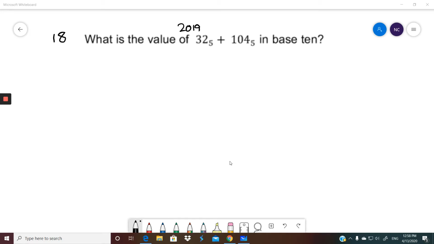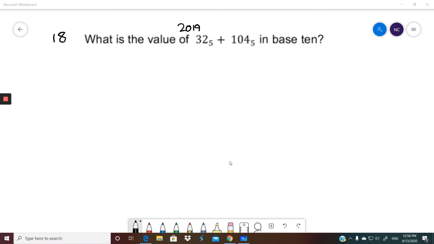Today we'll be going over number 18 problem of the 2019 Pi m squared. What is the value of 32 base 5 plus 104 base 5 in base 10? So for this type of problem, we're going to have to figure out how to change base.